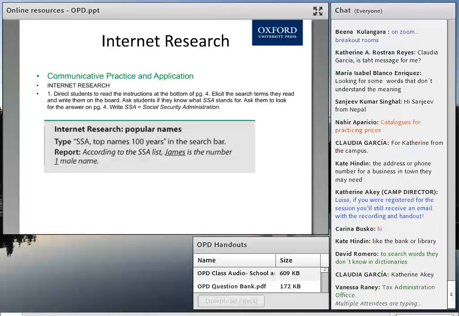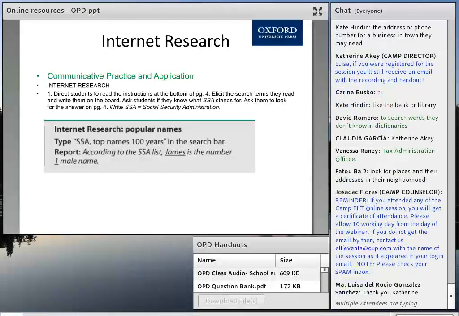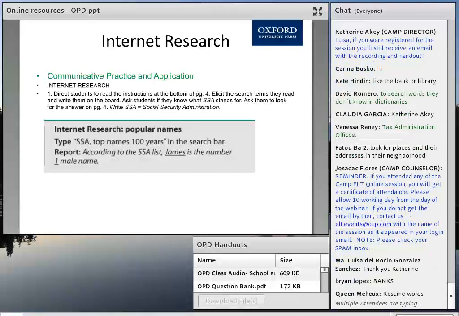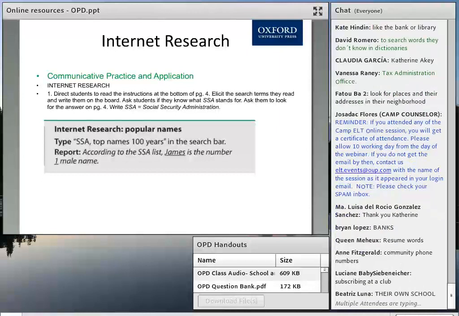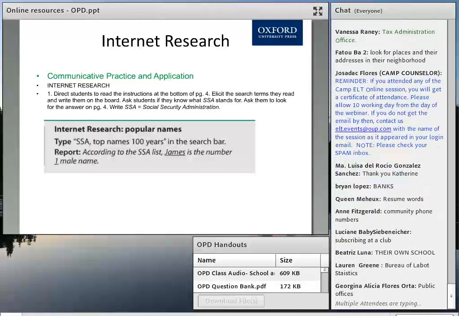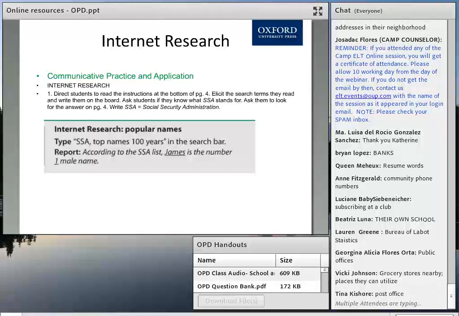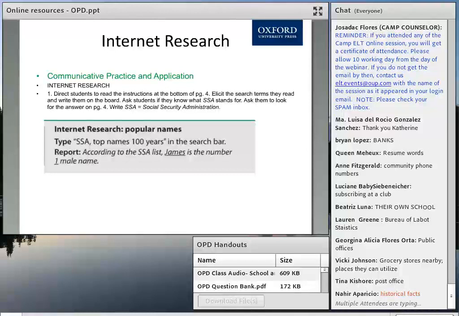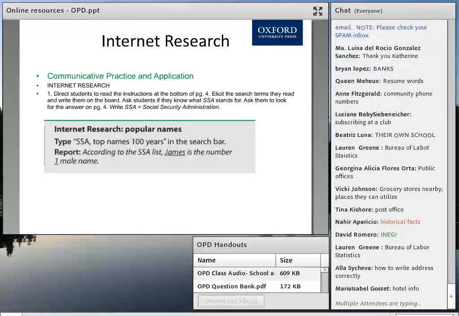The bank or the library? Tax administration office. Community phone numbers, Bureau of Labor Statistics. That's a great idea. Yeah, that would be a great way as well to support the higher level learners, maybe give them another challenge.